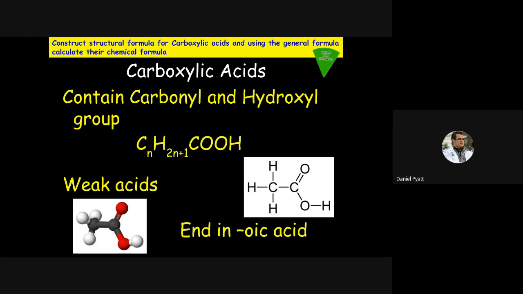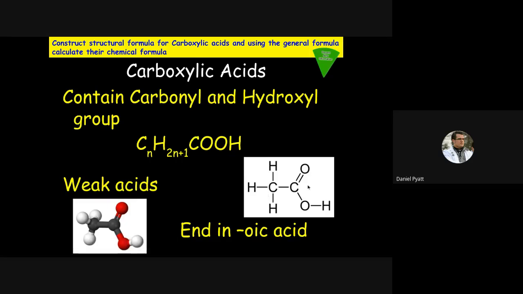They contain two unique groups. They contain a carbonyl group and a hydroxyl group. Well, what does that mean? What I would suggest that you do is start by drawing the molecule here. You should recognize from the chain length, we've got two carbons, so that means it's going to be eth. And all carboxylic acids end in oic acid. So this is ethanoic acid, or vinegar, as it's also commonly known.